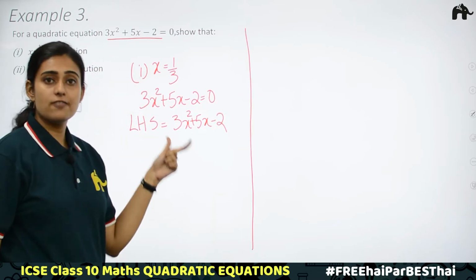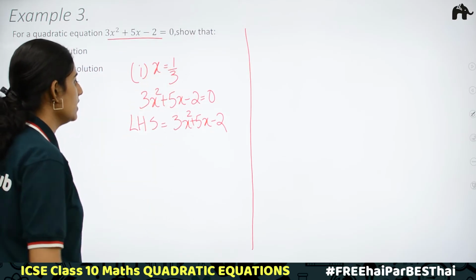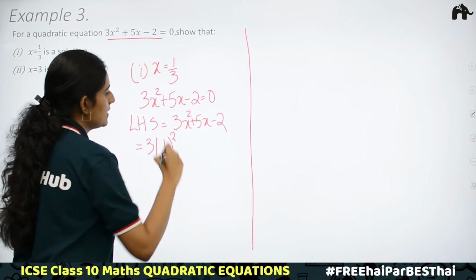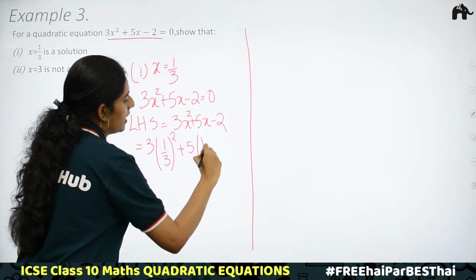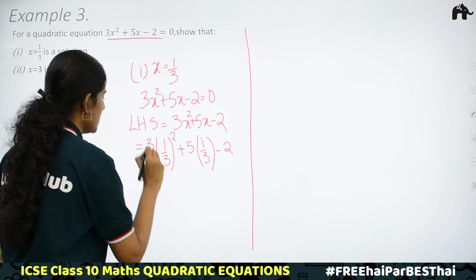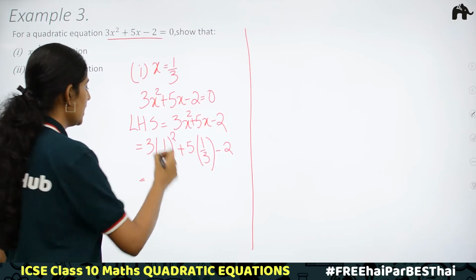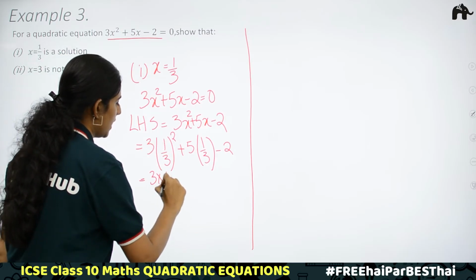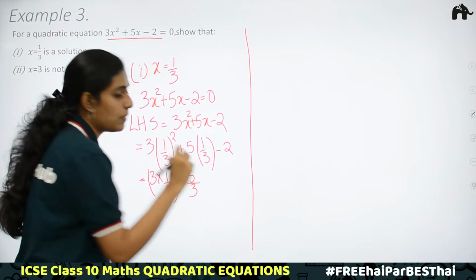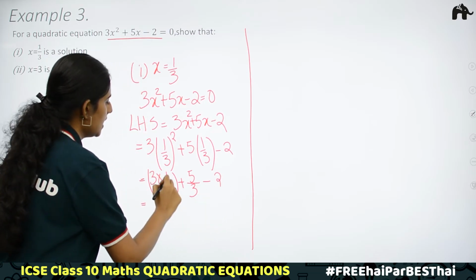Now substitute the value of x. Here, the value of x is 1 by 3. On substituting 1 by 3, we get 3 into (1 by 3) whole square plus 5 into 1 by 3 minus 2. Which is equal to 3 into (1 by 3) whole square. (1 by 3) whole square is 1 by 9. 3 into 1 by 9 plus 5 into 1 by 3 is 5 by 3 minus 2.